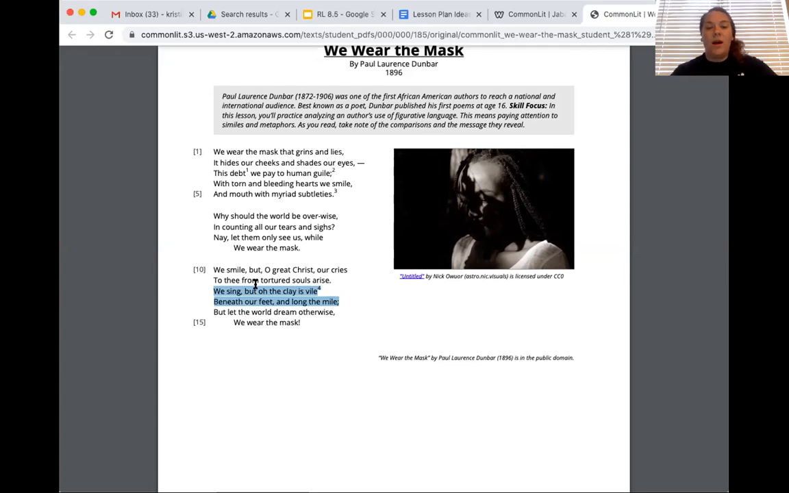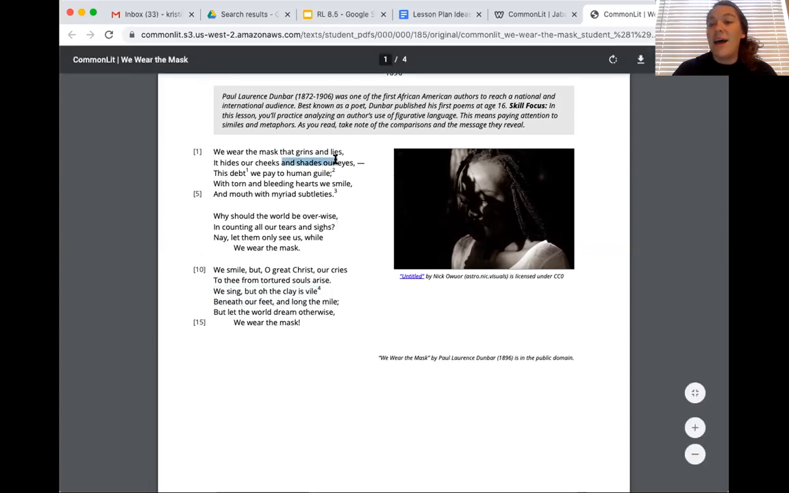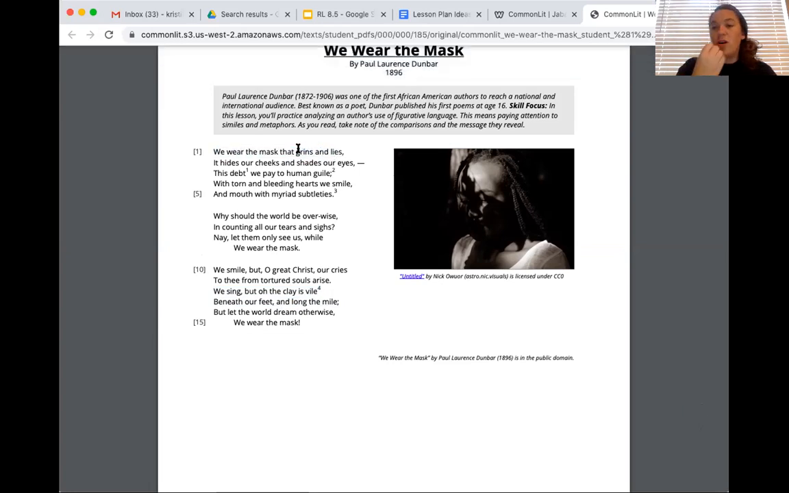So right here, we understand the meaning of the people that are being talked about in this poem have lived a very difficult life, have gone on a very difficult journey of life, which is part of the reason why they're wearing the mask, to hide how they really feel. Okay, the mask grins and lies. So right there, they put this mask on to portray themselves as happy when we know deep down their journey has been long and they are not in fact happy.